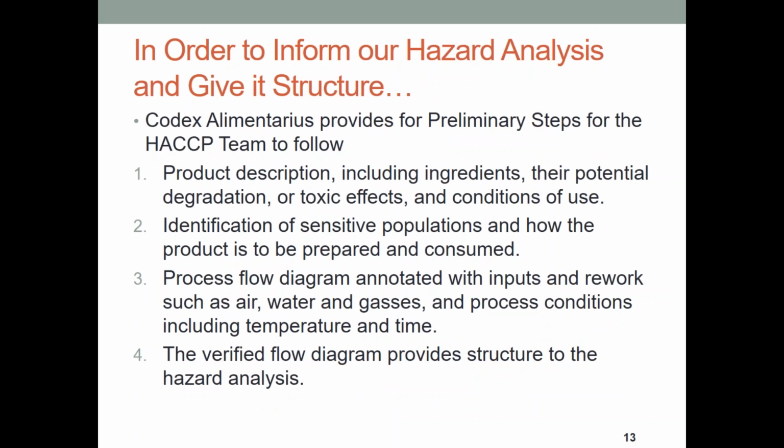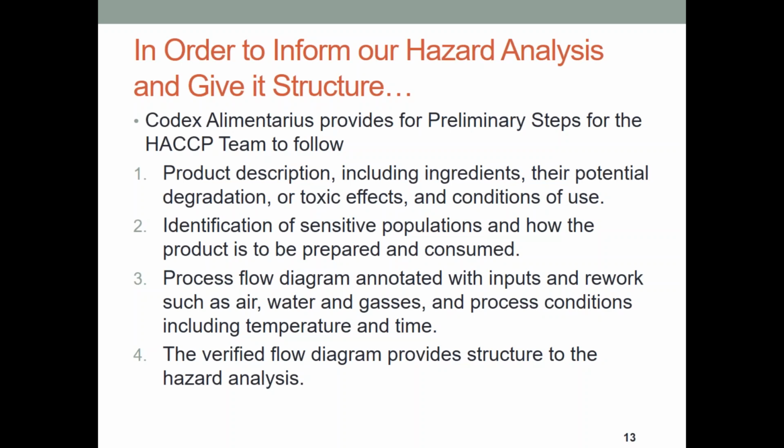Now, there are a lot of things that go into a hazard analysis, and Codex Alimentarius has given us some preliminary steps that inform our hazard analysis and actually give it some structure. We've always called them preliminary steps to hazard analysis. They actually just call them the first 4 or 5 steps. The first one, obviously, is to form a HACCP team, to get hold of a group of people that are qualified to make these hazard determinations, and describe the product, including the ingredients, and the ingredients' potential degradation or toxic effects and the conditions of use.